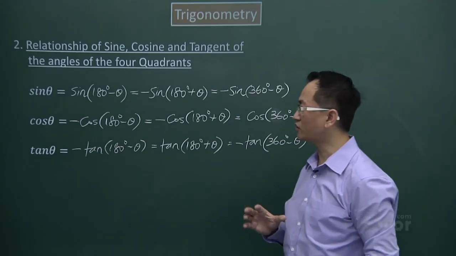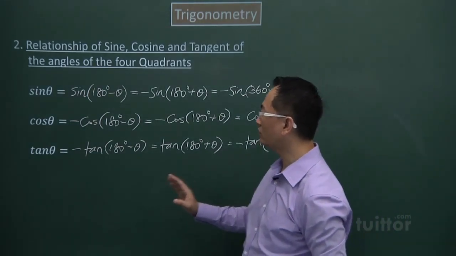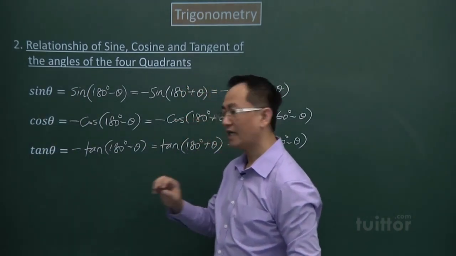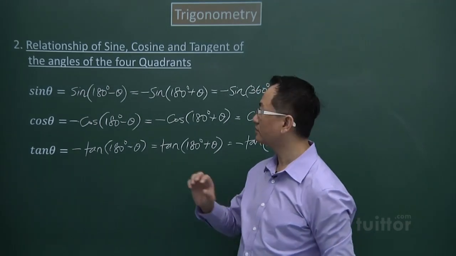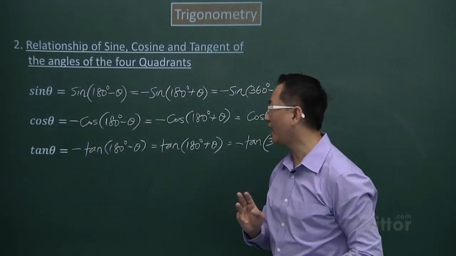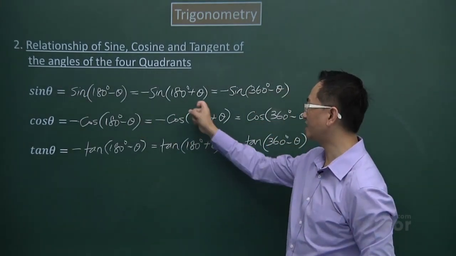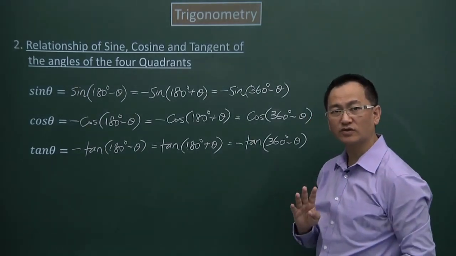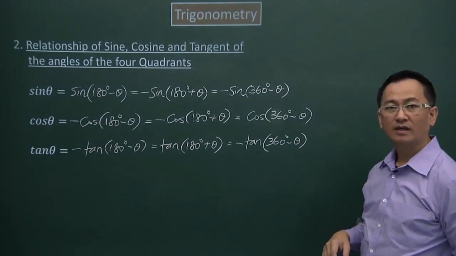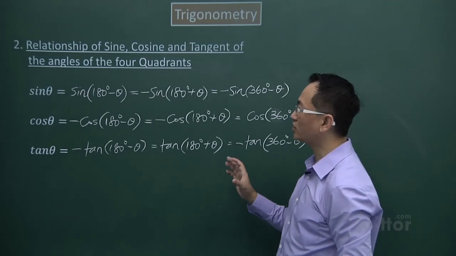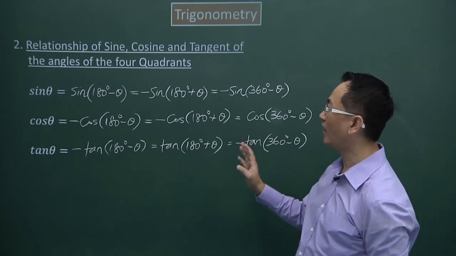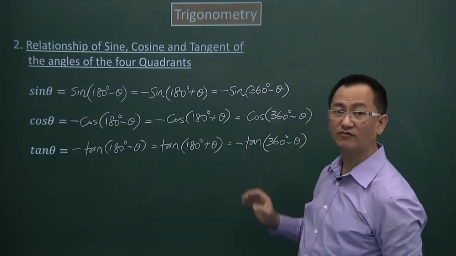Over here, I'd like us to pay attention to the angles. Theta, first quadrant angle. The second quadrant angle is 180 minus theta, and the third quadrant angle 180 plus theta, and the fourth quadrant angle 360 minus theta. So this is the relationship sine, cos, and tangent have with the four different quadrant angles.